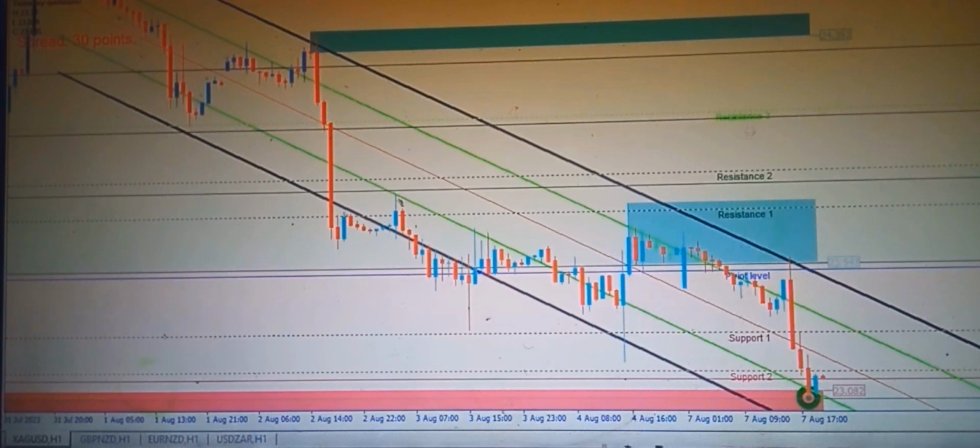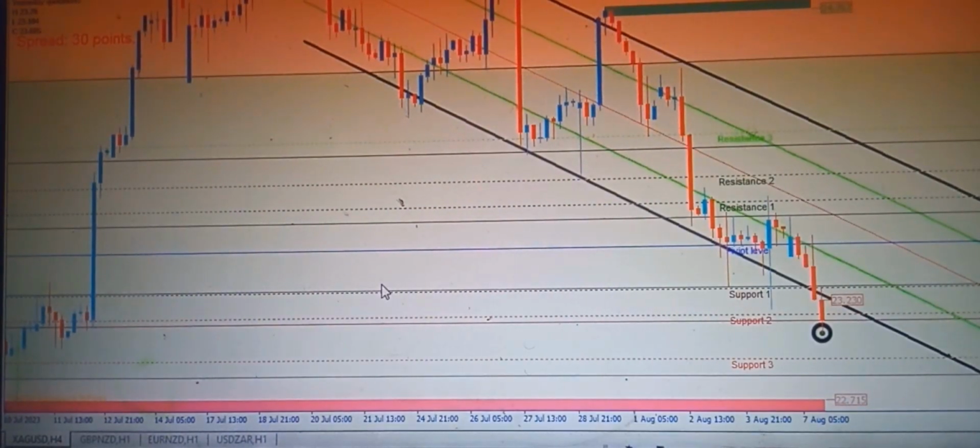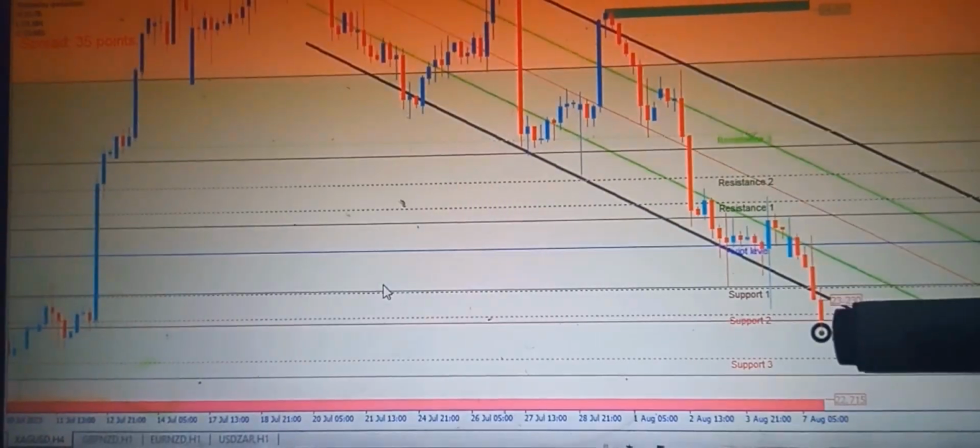Now I'm switching to 4 hour. Remember, this is not gold, this is silver. I'm looking at silver right now. This is currently what's happening in the market. So after you switch from 1 hour, you come straight to the 4 hour time frame.